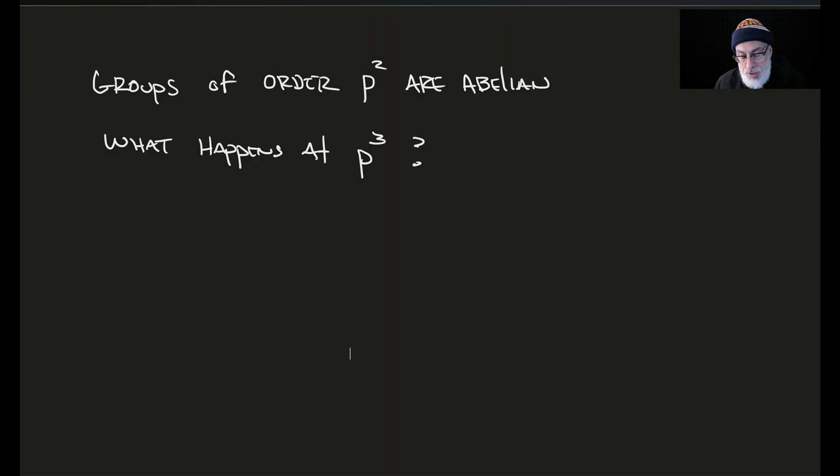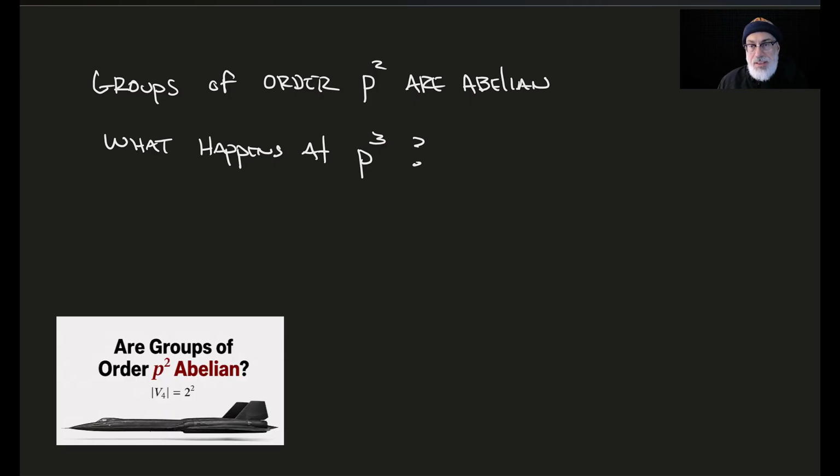In our previous video, we showed that groups of order p squared, where p is prime, are all abelian. So what would be an interesting video is to see what happens when we take the prime and cube it. Is it also abelian? So we're going to look at that today.